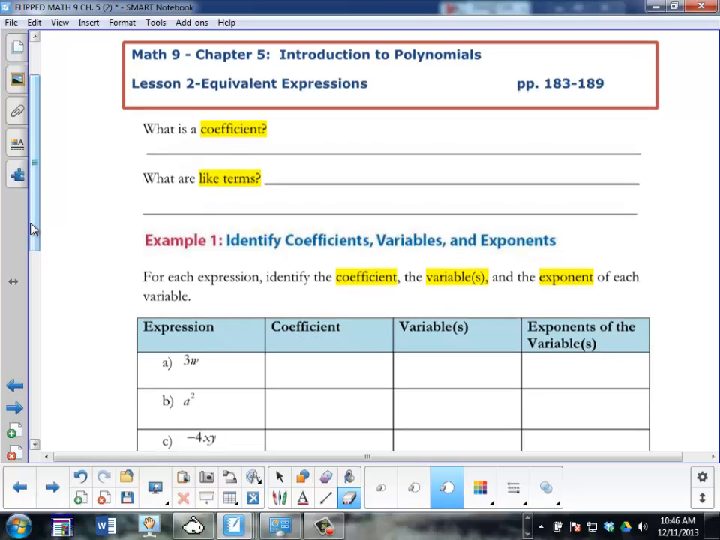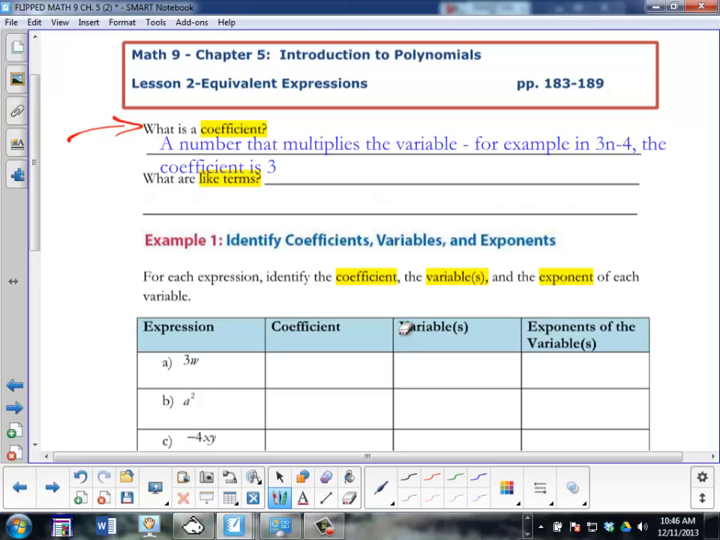So first of all, we want to have a quick review of what a coefficient is. Now we talked about coefficients in chapter 4, so you might want to write this down again. So what is a coefficient? A number that multiplies the variable. So, for example, in the expression 3n minus 4, the variable is n. The number that is in the front there, multiplying it, is 3. So the coefficient is 3. All right, so we dealt with that in chapter 4.